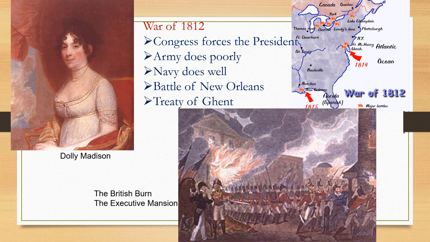So Madison finally caves in. He says, okay, we'll have this war. Continue on with strong notes here. Fast forward to the Treaty of Ghent, which is going to be in 1815.